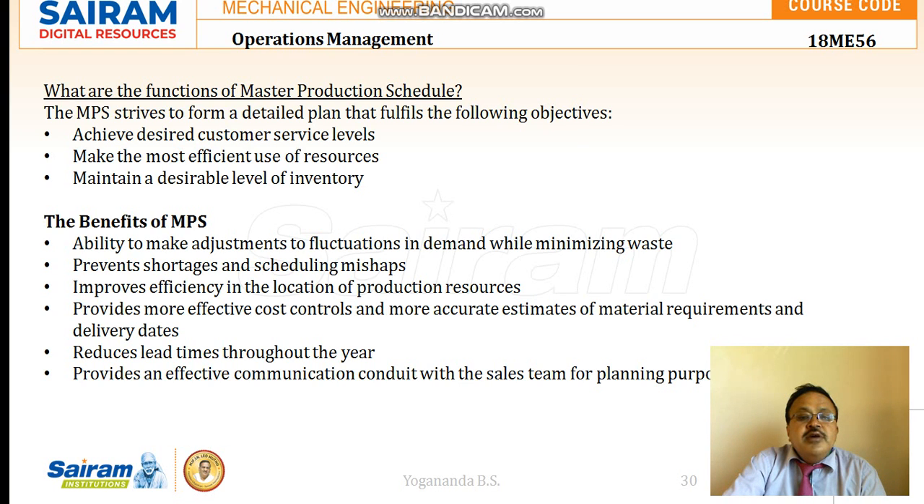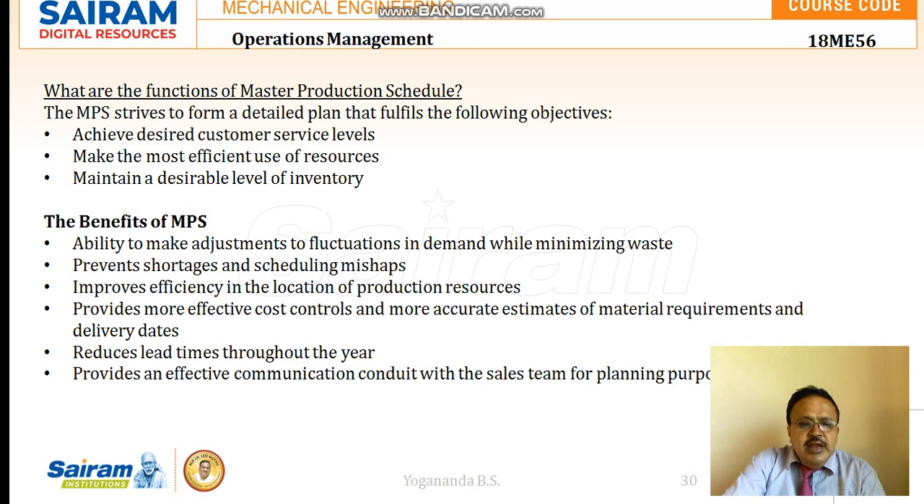So what are the functions of MPS? The MPS will strive to form a detailed plan so that the following objectives will be fulfilled. The main intention of this master production schedule is to get the finished product ready and the customer will get served without having to wait. It makes the most efficient use of the available resources such as men, materials, machines and money, so that all these precious resources are properly distributed depending on the requirement. MPS will also maintain the desirable level of inventory.